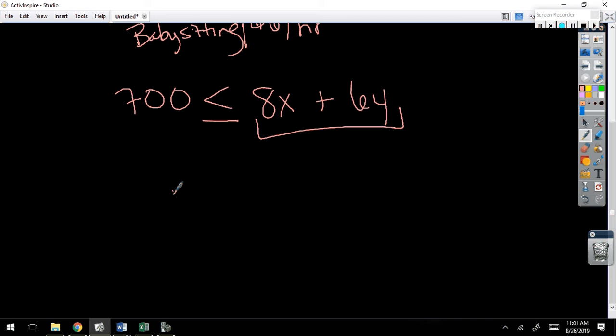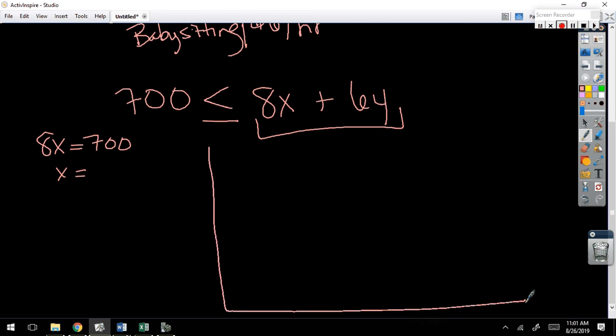This is where you don't understand. Okay, so what form are we in? We're in standard, right? AX plus BY equals C. So I'm going to cover up. If 8X is 700, tell me what X is. This is Main Street. This is babysitting. What is it? 700 divided by 8? 87.5.